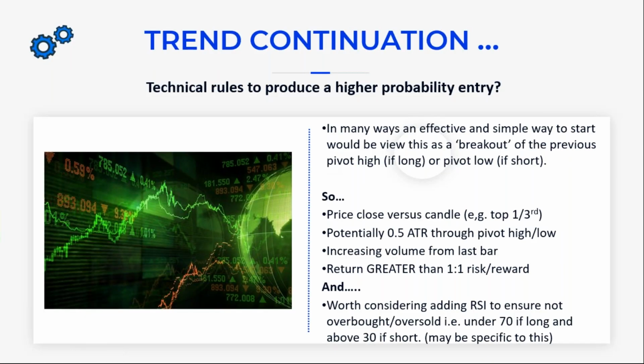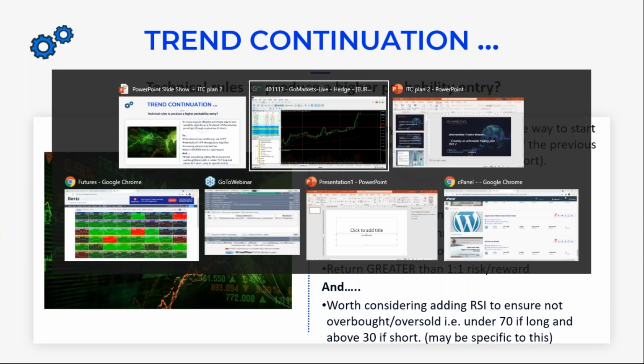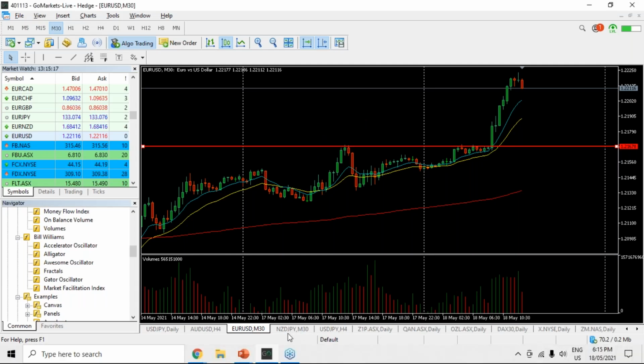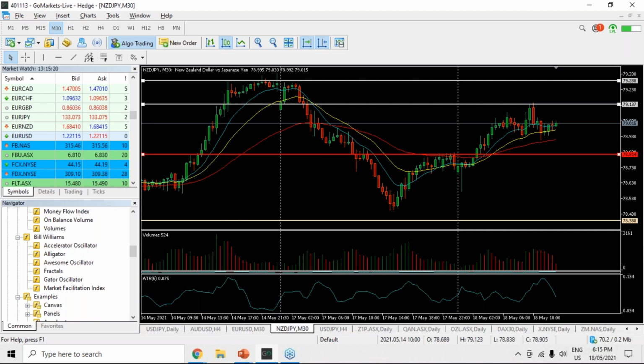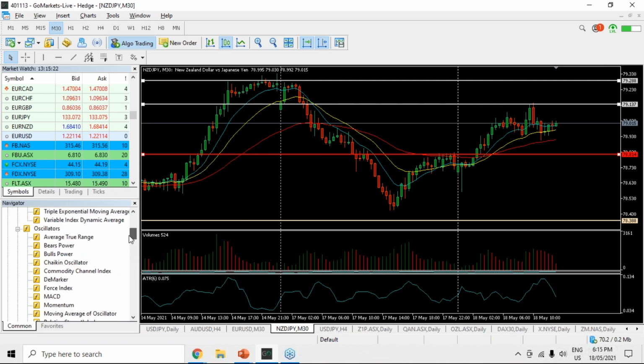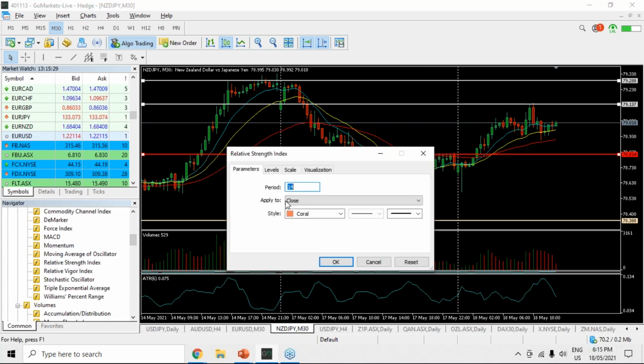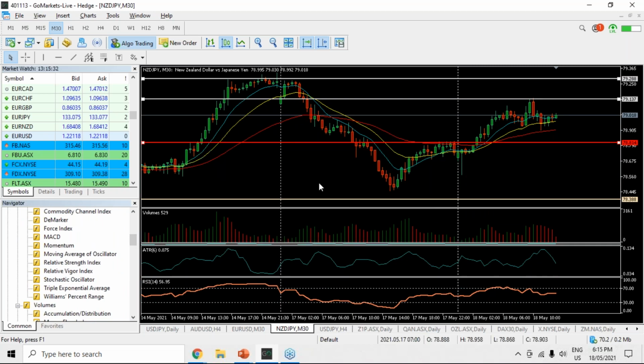Oh, sorry, we should have shown where the RSI was to be complete. So that was the Kiwi yen. So bang an RSI on just to see if that was okay. Oscillators, RSI, relative strength index. There we go, a 14 period. So you can see at that stage, we're not in an oversold position yet. We're just over the 30 line there at around about 33. So that's fine. That would tick our box and we're good to trade it. So that's our trend continuation, which we covered last week.